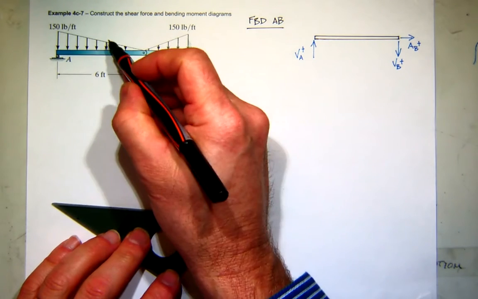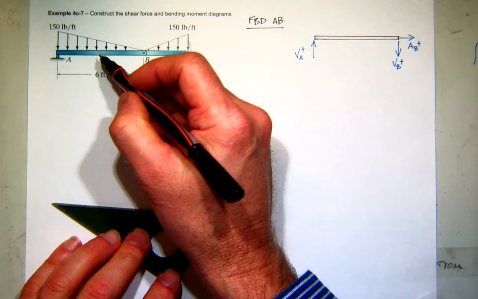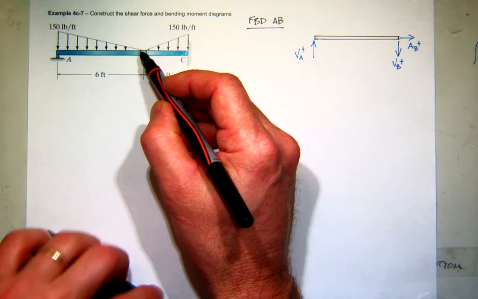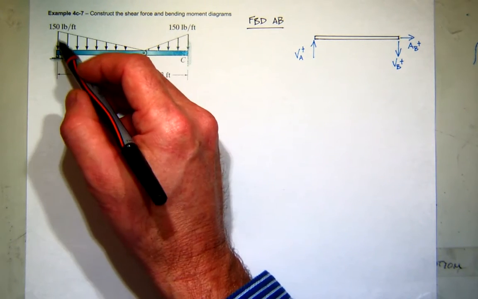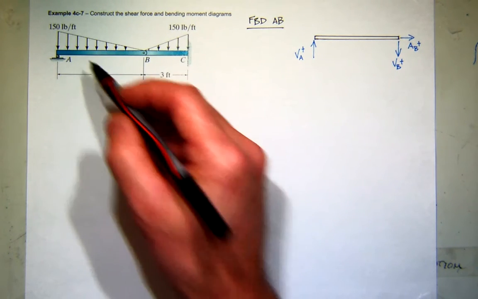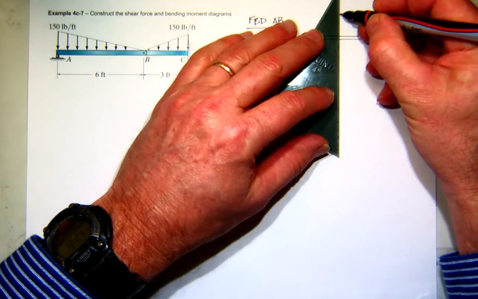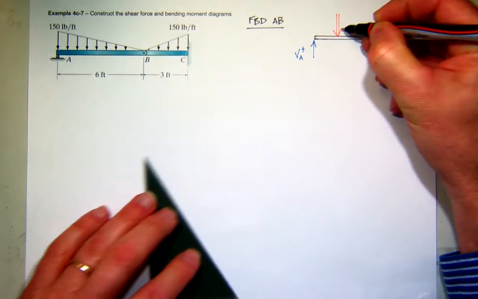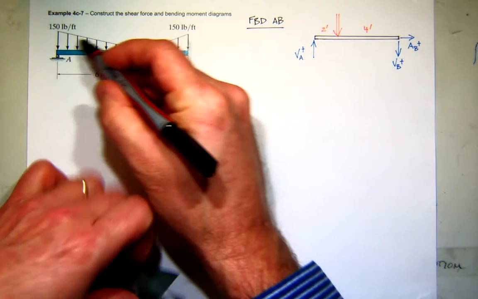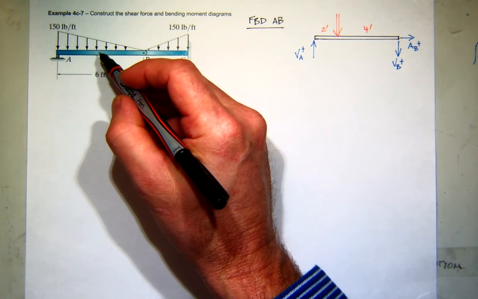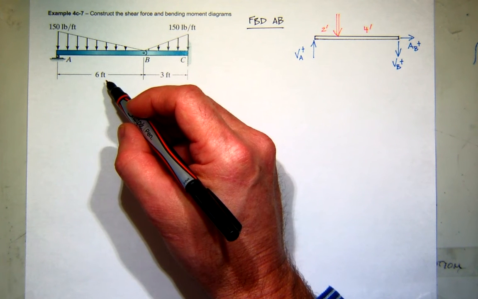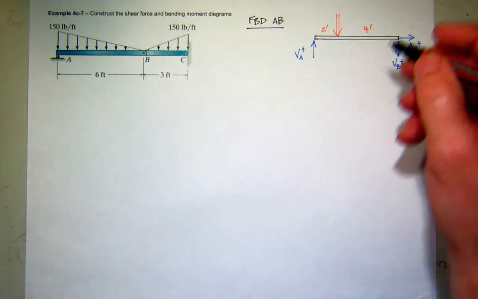And then I'm going to take this applied load and replace it with a concentrated equivalent. Now it's a triangular load, so we know that the centroid of that is 1/3 the distance from the larger end, which for 6 feet would be at 2 feet, and that the value of that load would be the area of the triangle, which is 1/2 base times height, which looks to be 450 pounds. Does that look right?